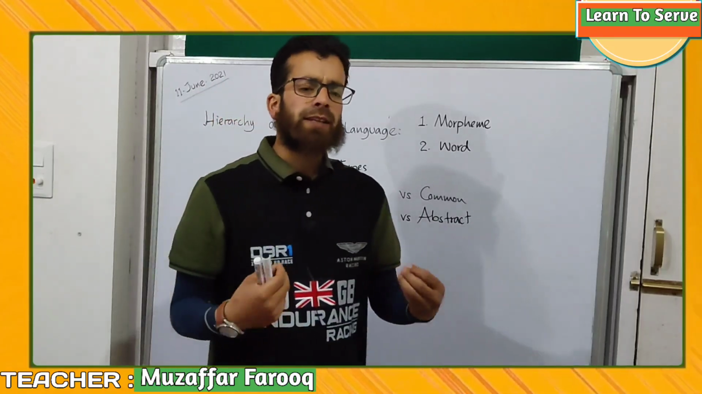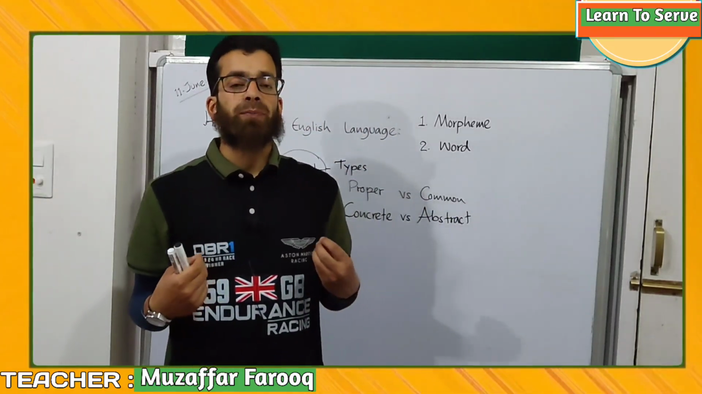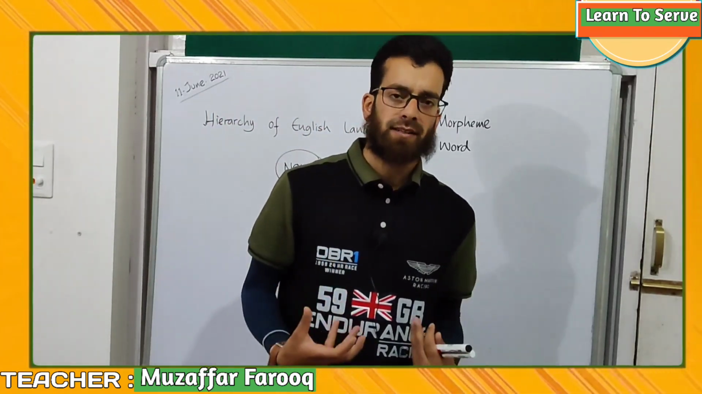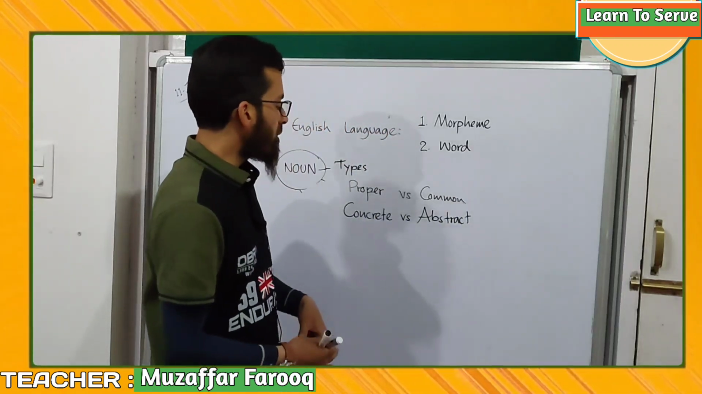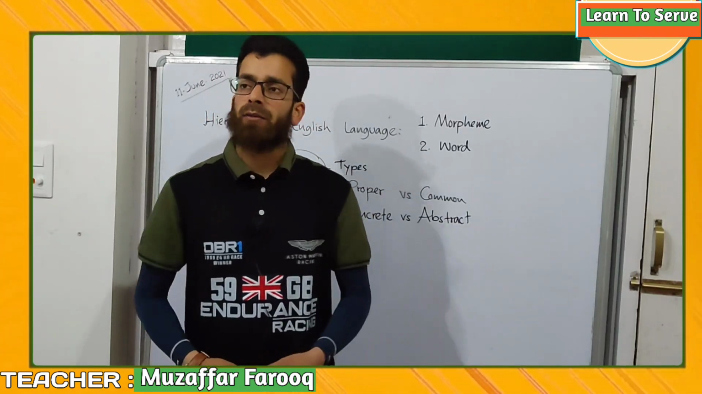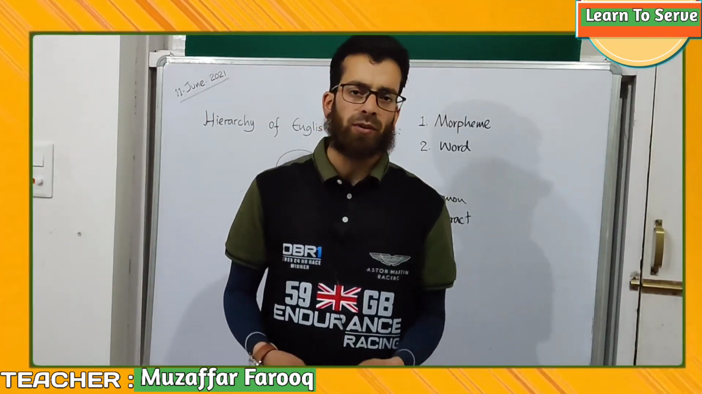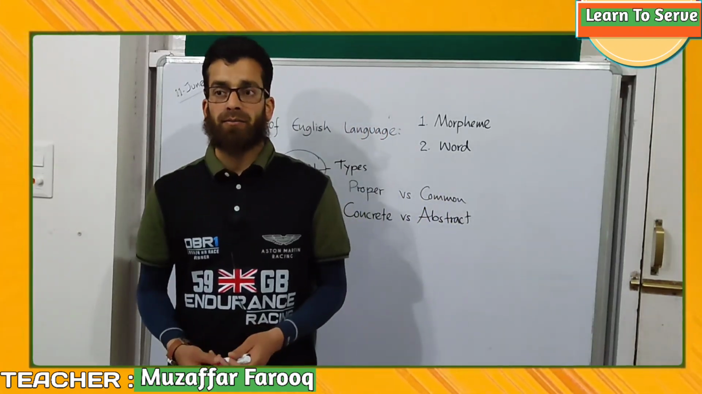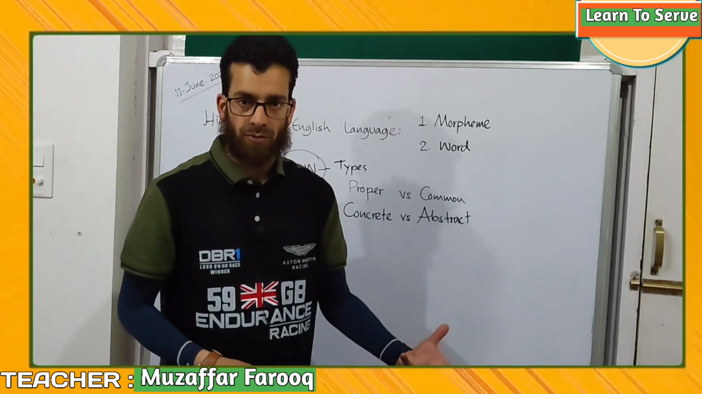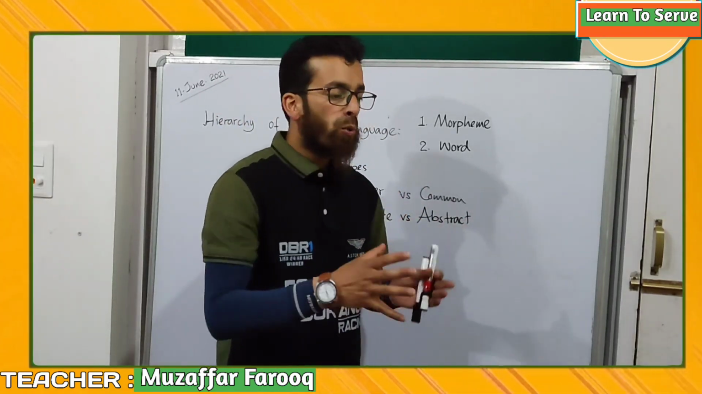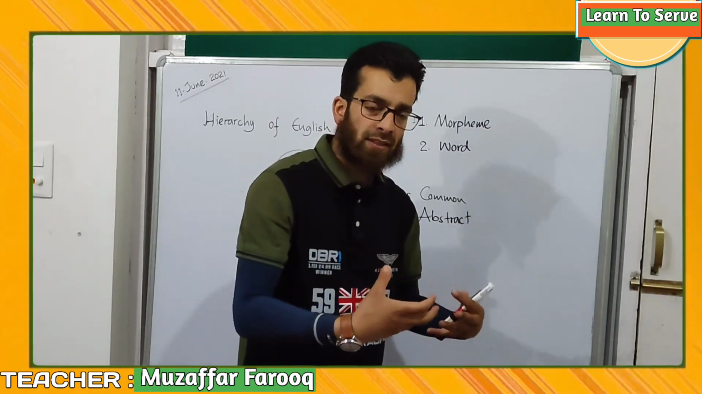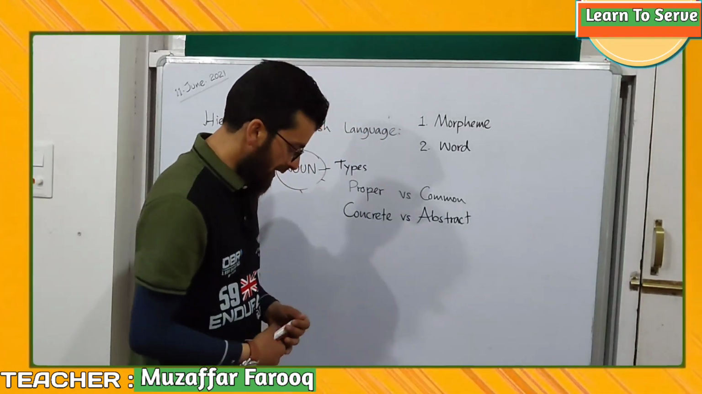So what are concrete nouns? Concrete nouns are physical objects, those objects which can be perceived by our senses. So you can call them concrete nouns. For example, you can say building, hospital, school, pen, book, this marker, fan, room. These are concrete nouns. So concrete nouns are those nouns which are physical objects and which can be sensed by our senses.